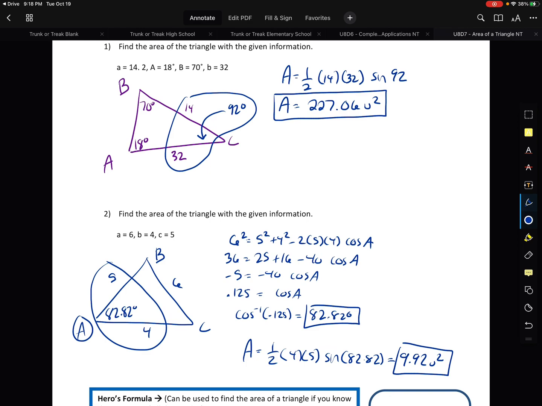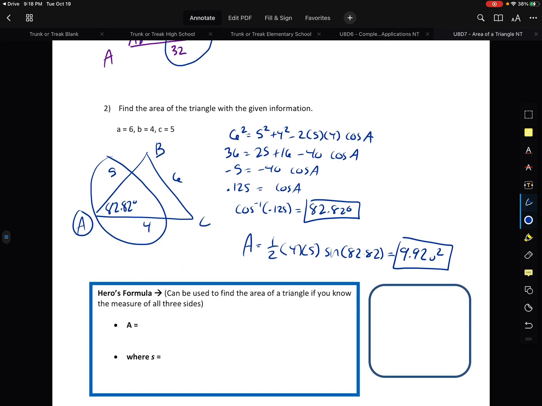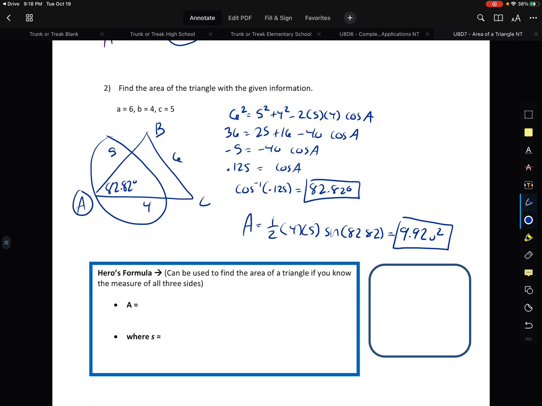Alright, but we got another formula. Right? Different scenario, different way to attack the problem. So what we did up top for this problem too works out perfectly. But there is another formula. It is called Heron's formula.